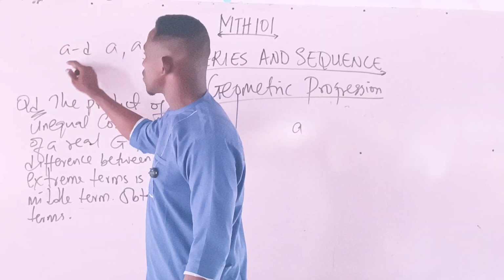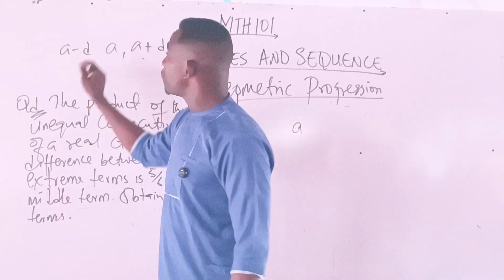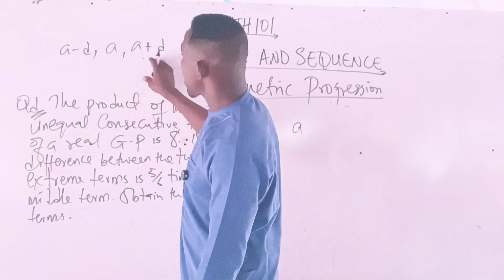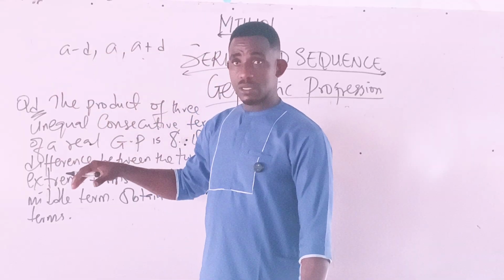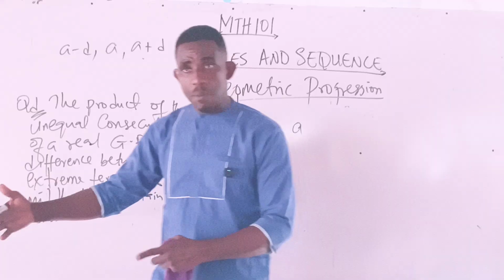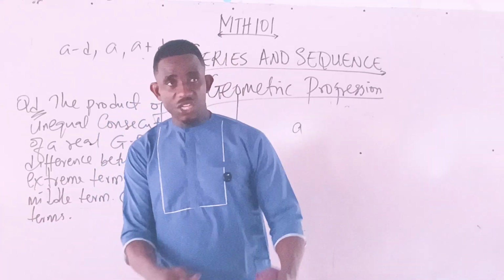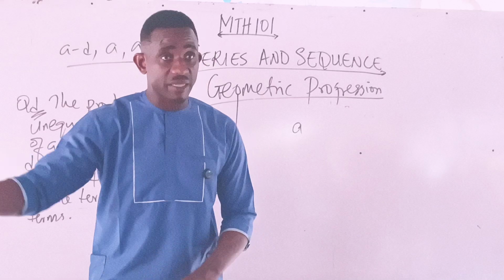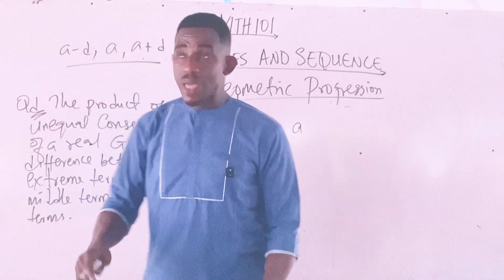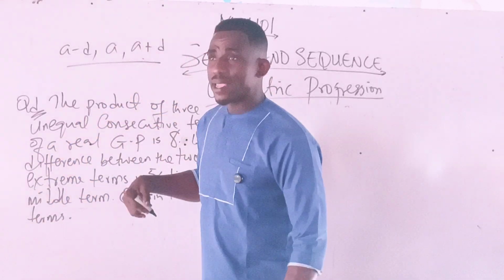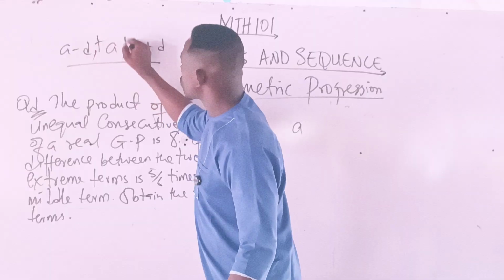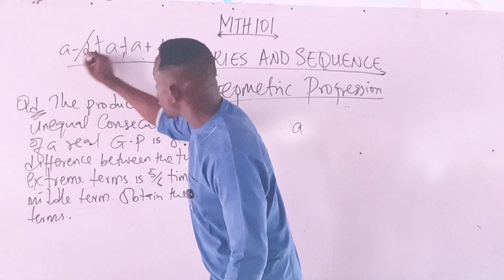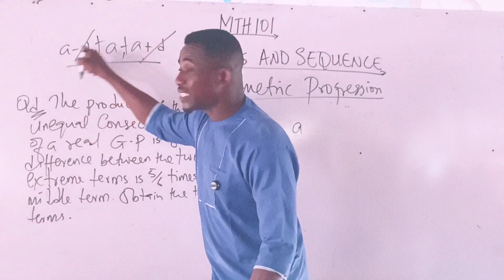Confirm. A minus what? Do you understand? For arithmetic progression, as long as they say 3 consecutive terms, they say the sum of 3 consecutive terms is something. You must use this if the progression is arithmetic. Now, do you know why? If you sum this, this one must cancel this one. You'll be left with A.